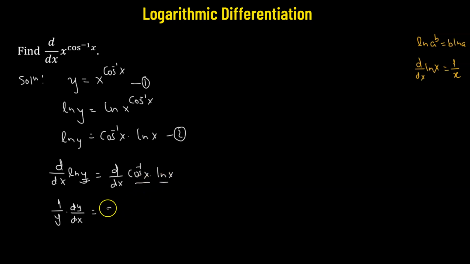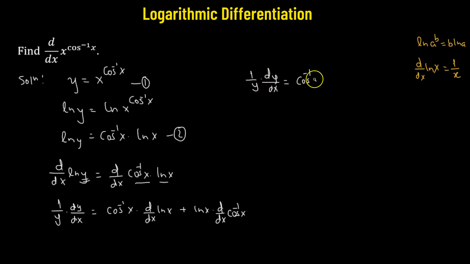We can use the product rule to obtain cosine inverse of x multiplied by the derivative with respect to x of log of x, plus log of x multiplied by the derivative with respect to x of the inverse cosine of x. So this gives us 1 over y times the derivative of y with respect to x equals cosine inverse of x divided by x, because we have the derivative of the logarithmic function, plus log of x.